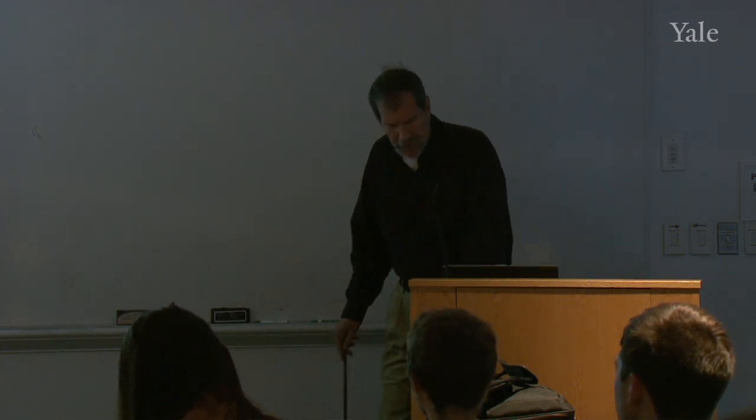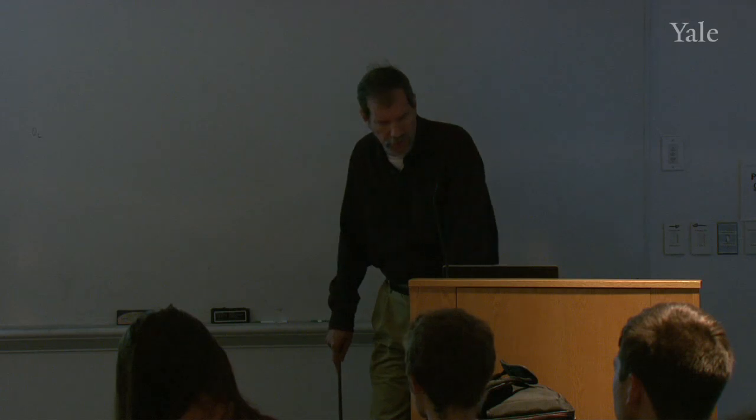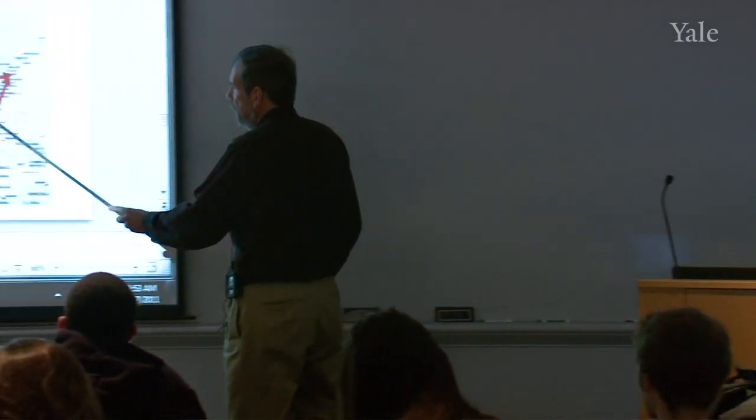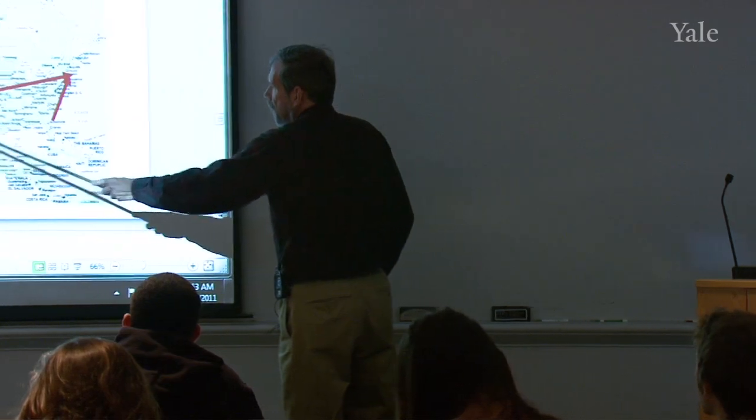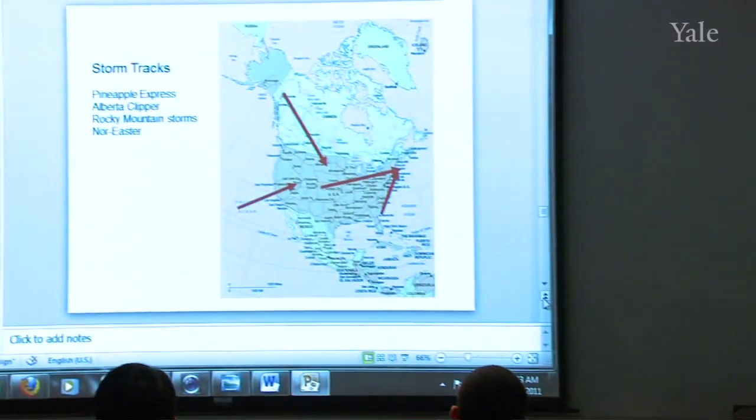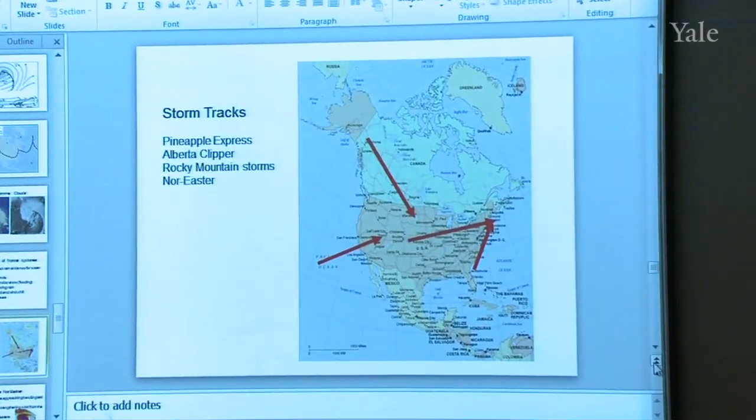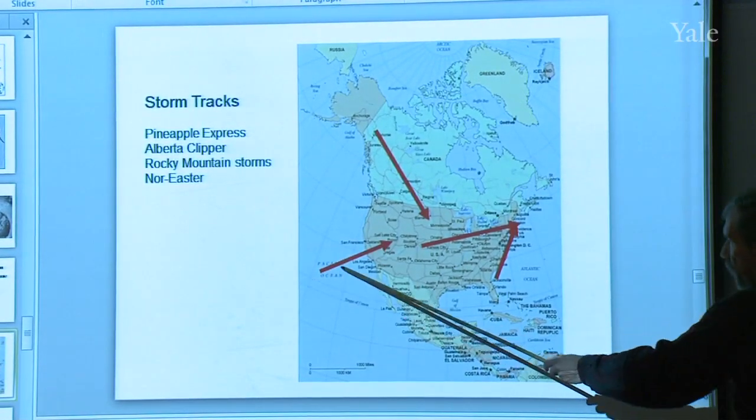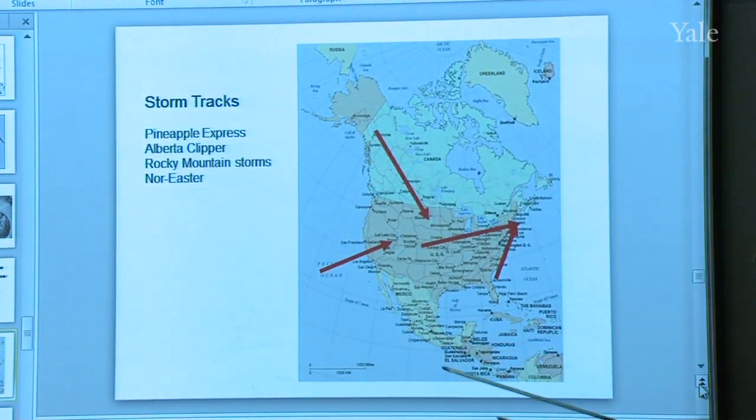Meteorologists like to put names on things. I think every field likes to put names on things. These are four typical storm tracks, directions where mid-latitude frontal cyclones tend to move fairly frequently. Ones that come in off the west coast, that were generated in the vicinity of Hawaii, are sometimes referred to by meteorologists as the Pineapple Express. Fun to use terms like that.